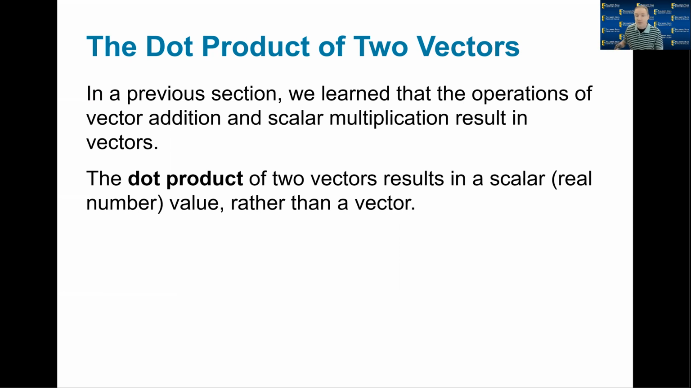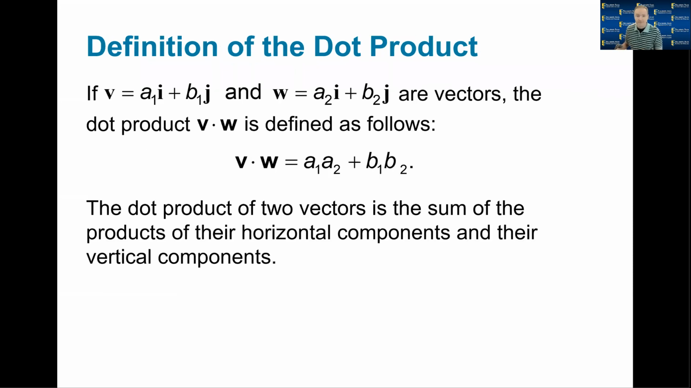In the previous section, we learned that whenever we had vector addition or scalar multiplication of a vector, the end result was still a vector. The dot product of two vectors is going to end up in a scalar, some real number value. It's not going to be a vector. Now, whenever we do a dot product, let's say we have vector v that's some coefficient a sub 1 times i plus b sub 1 times j, and another vector w that's a sub 2 i plus b sub 2 j.